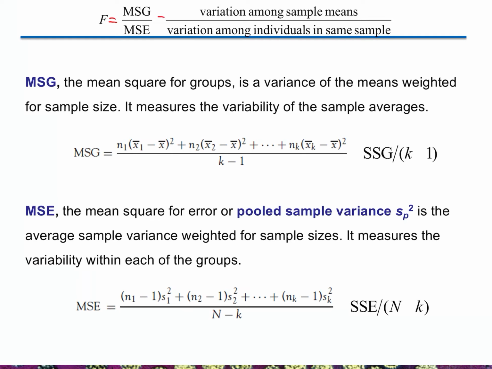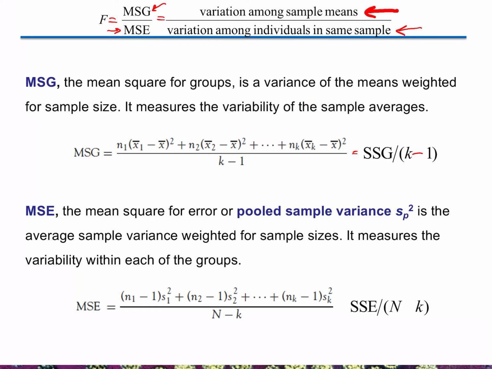Okay, so how do we calculate F? Let me fill some of this in here real quick. Again, we need our mean square for groups and our mean square for error. Mean square for groups is variation between our sample means, and mean square for error is variation within our samples. Mean square for groups is a variance of the means that's weighted for sample size, and basically it measures the variability between our sample averages. Let's say that we have 3 sample averages, 3 sample means.